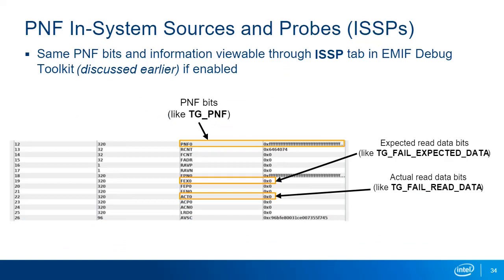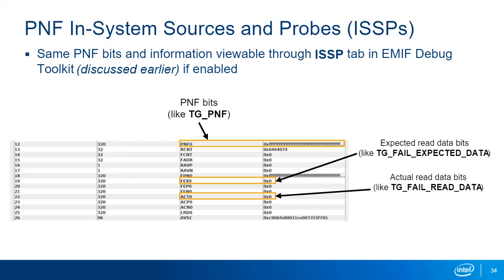As discussed earlier, you can use the ISSP tab in the EMIF Debug Toolkit to look at the value of a number of useful probes in the memory interface. Some of the information you can get from the traffic generator status registers is available here as well, so you don't have to access the information over the traffic generator configuration interface.